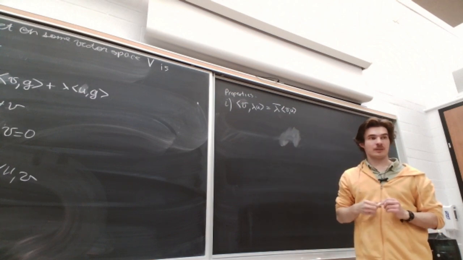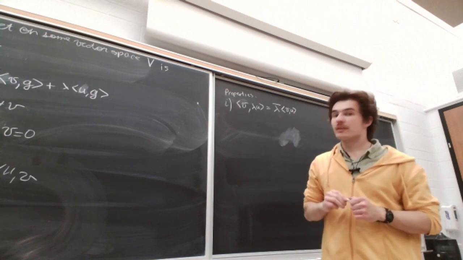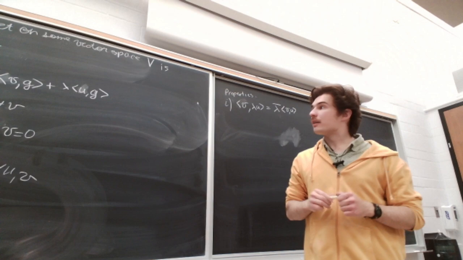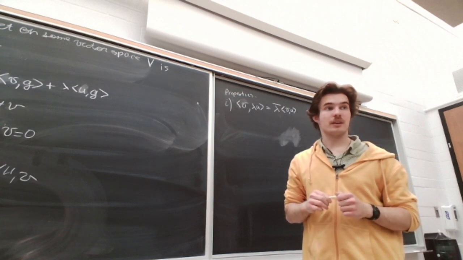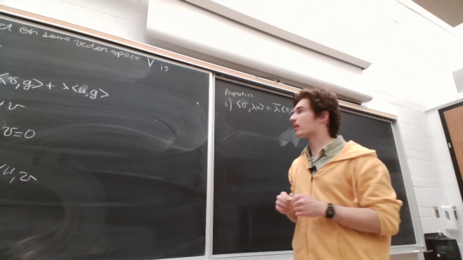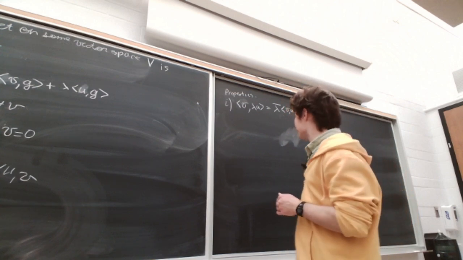I have a question. So the function takes a Cartesian product, so two vectors in a pair, and it takes it to an element of the field that the vector space is over? Yes. R or C.